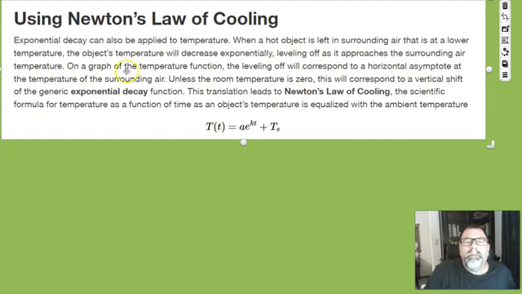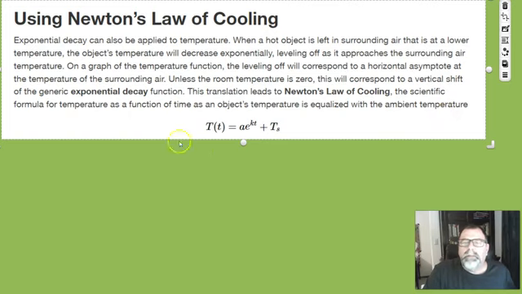On a graph of the temperature function, the leveling off will correspond to the horizontal asymptote at the temperature of the surrounding air. Unless the room temperature is 0, this will correspond to a vertical shift of the generic exponential decay function. This translation leads to Newton's law of cooling, the scientific formula for temperature as a function of time as an object's temperature is equalized with the ambient temperature.